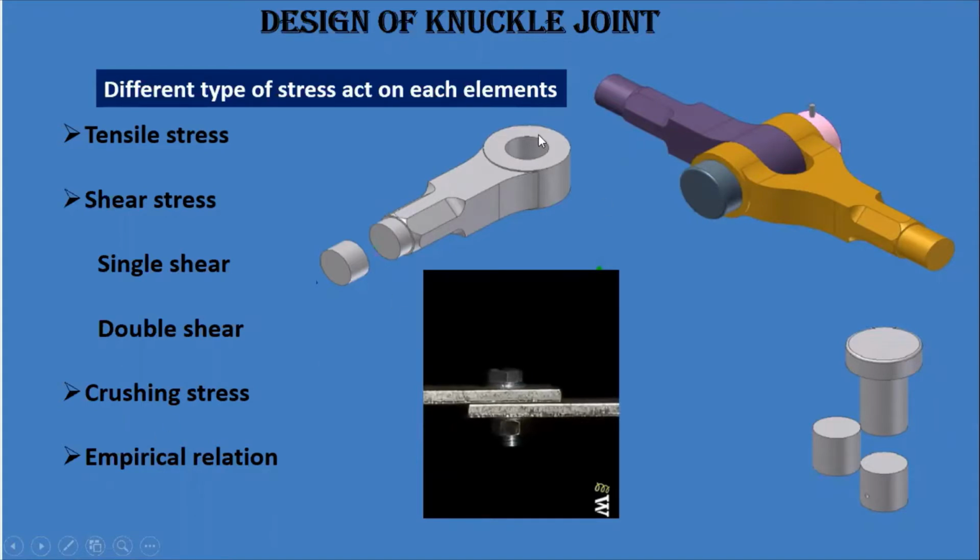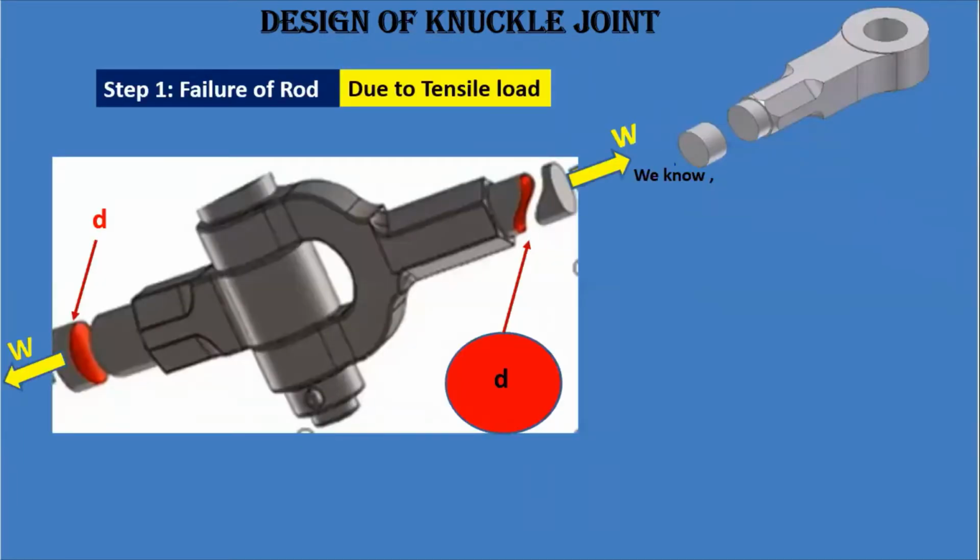Then the crushing will take place between the pin and the single and double eye both, and we need the help of the empirical relation. Now let's go for step 1, failure of a rod due to the tensile load.